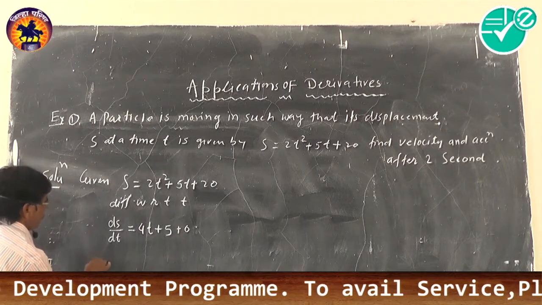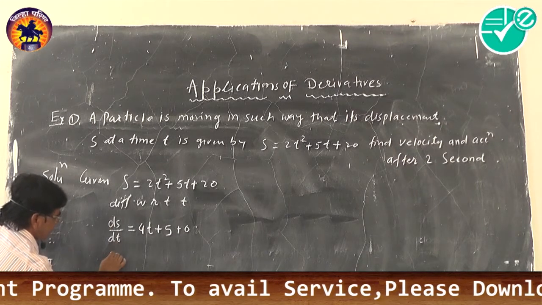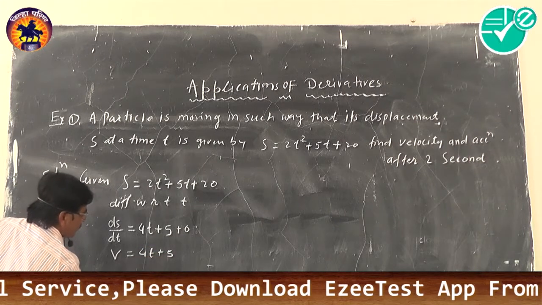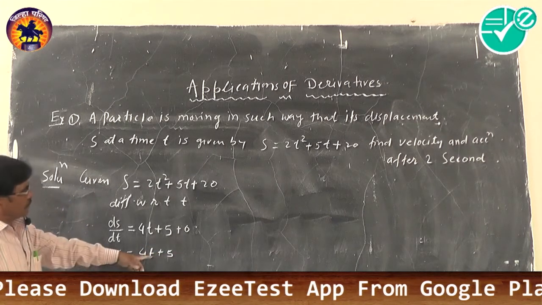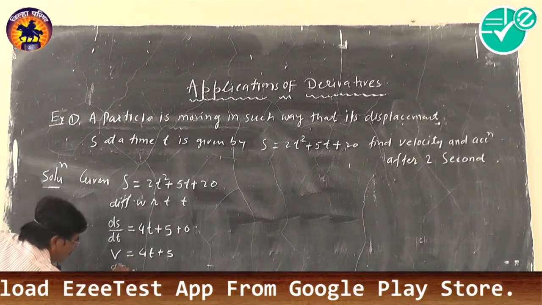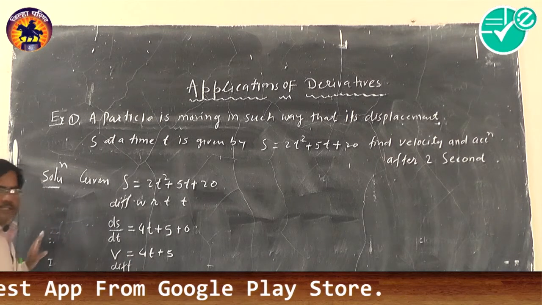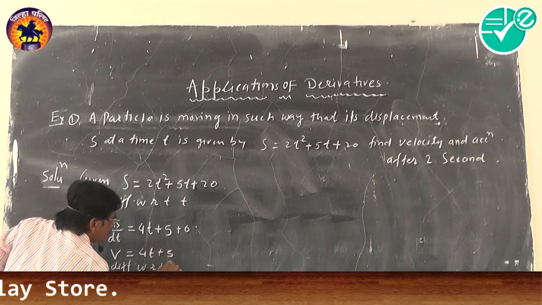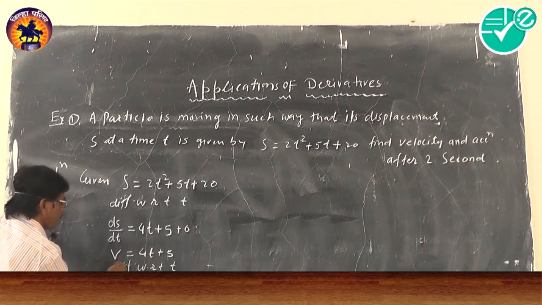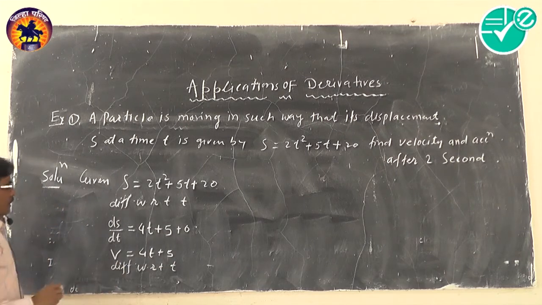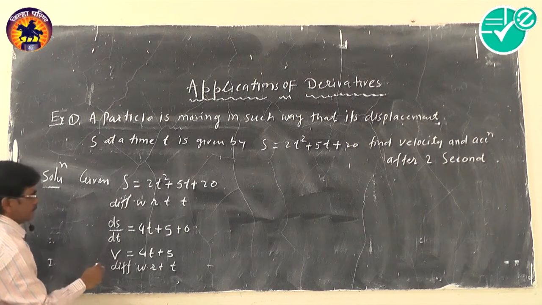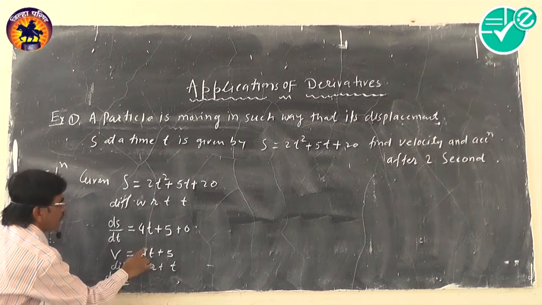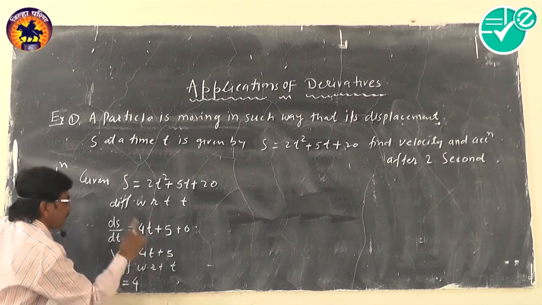Now, therefore, what is ds by dt? ds by dt is nothing but velocity. Therefore, v is equal to 4t plus 5. Now, v is again a function of t, so differentiating with respect to t, dv by dt is equal to, now derivative of 4t is 4, derivative of t is 1.